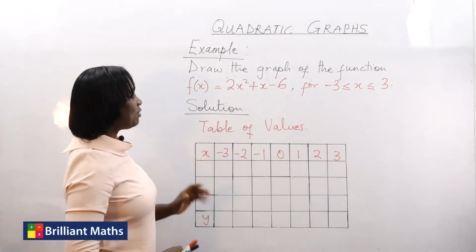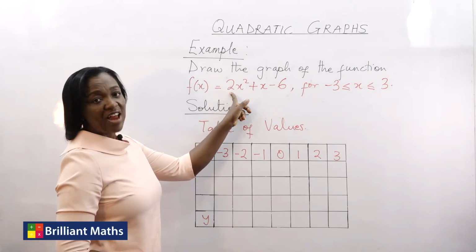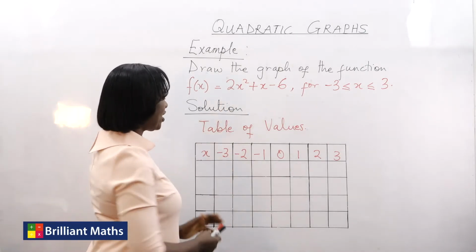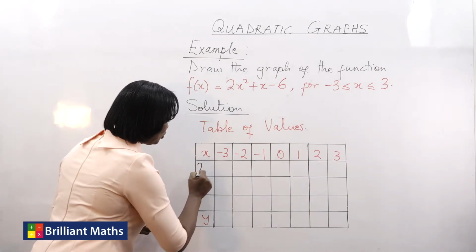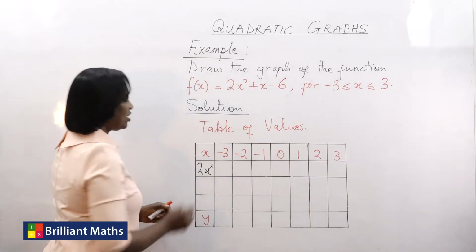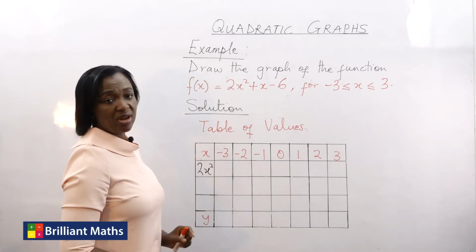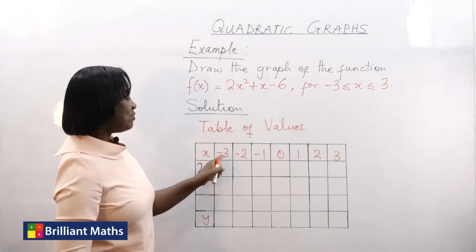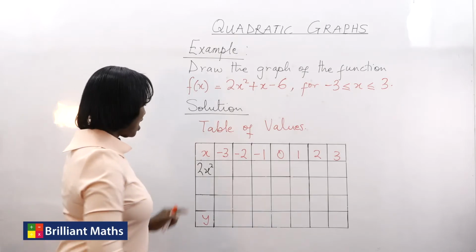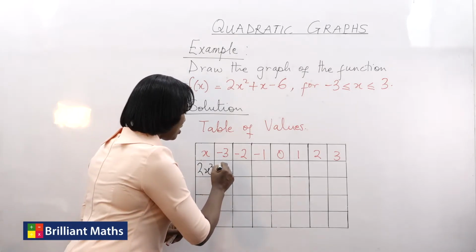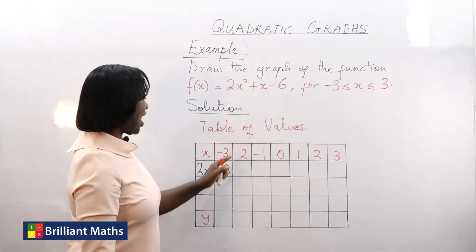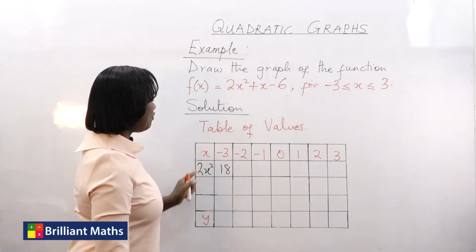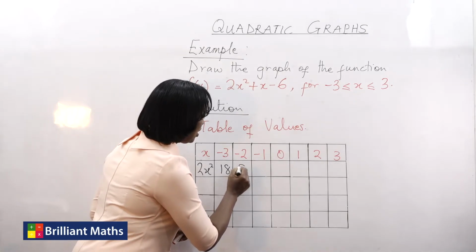Then on the next table, we want to compute the value of 2x squared for each value of x. So we have 2x squared. When x is minus 3, x squared is minus 3 squared, which is 9. And then 2x squared will be 18. When x is minus 2, x squared will be 4. And then 4 times 2 is 8.